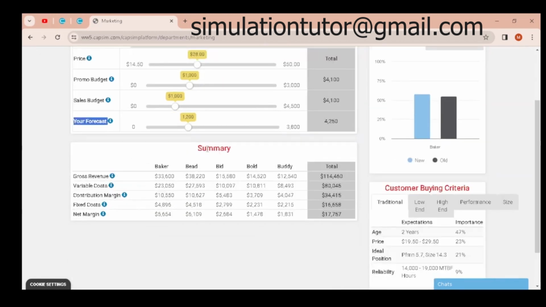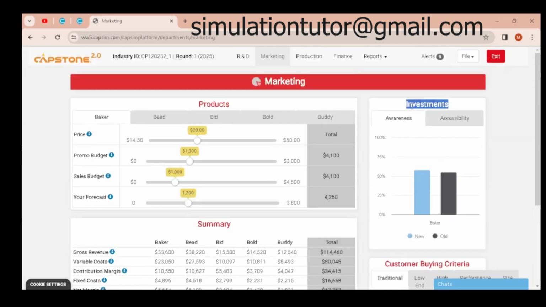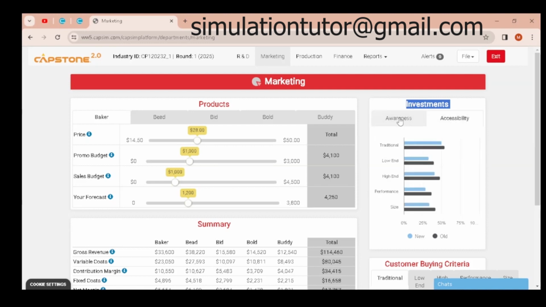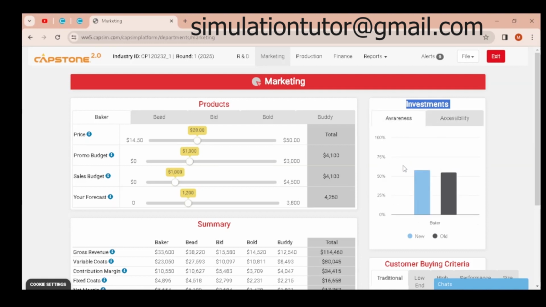Next we have the summary, and under the summary, whenever you make decisions here, you'll see changes in the gross revenue, maybe the variable cost, the contribution margin, the fixed costs, and the net margin. On the other side, we have the investments, and here we are also talking about the awareness and the accessibility. It is shown in graphs, whereby we have the old and the new awareness.